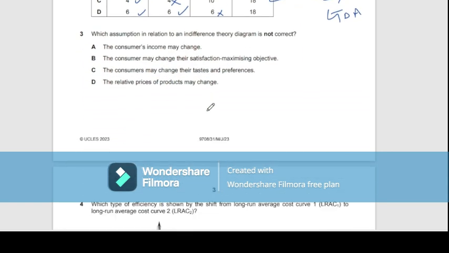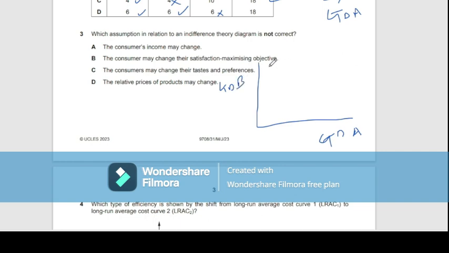Okay. Question 3. Which assumption in relation to an indifference curve, indifference theory diagram is not correct? So that means 3 of them are correct. So we know very well an indifference curve will look this way. So this is good A and this is good B.